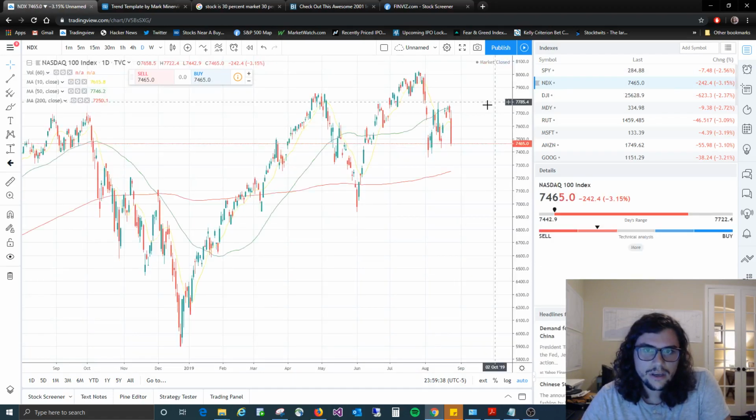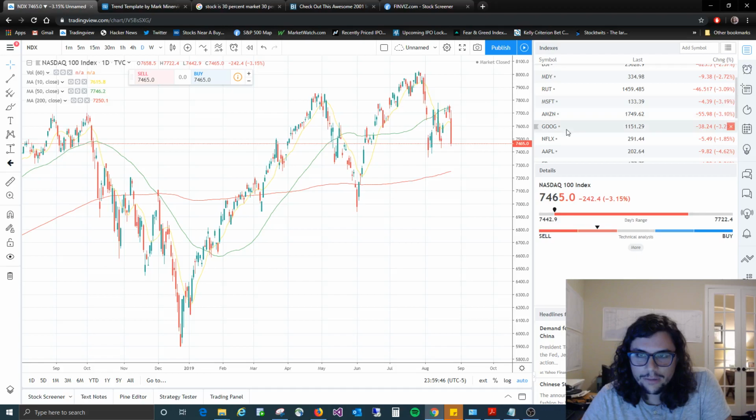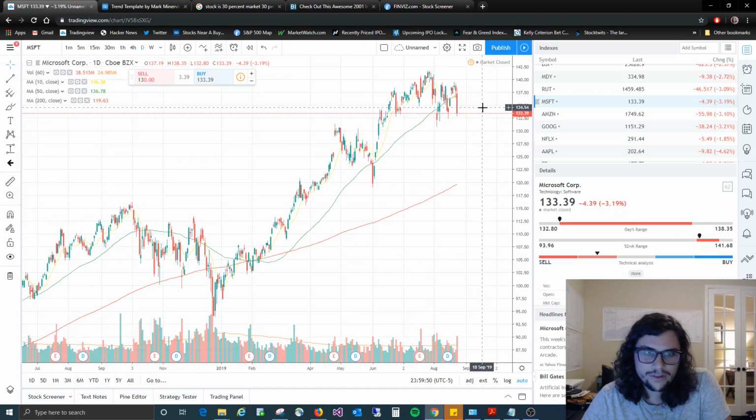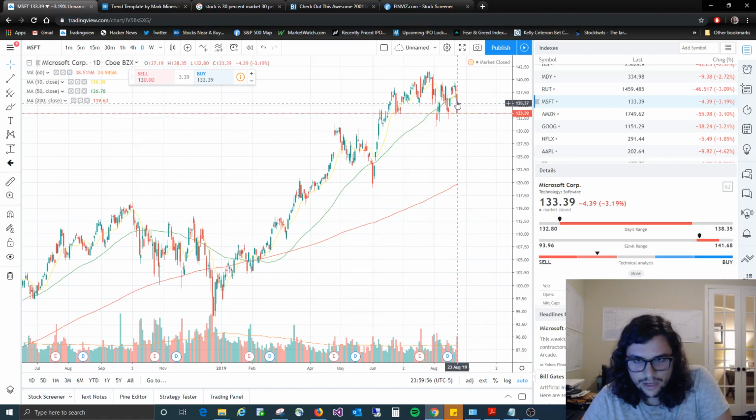And then the NASDAQ, which is NDX here, which is the top 100 largest NASDAQ stocks. This is your Microsoft, your Amazon, your Google, your Apple, the biggest ones. And the same thing with the S&P 500. All these largest tech stocks are in both of those indexes. And you'll see the same thing happening here.